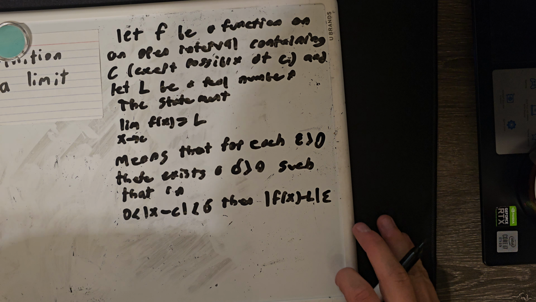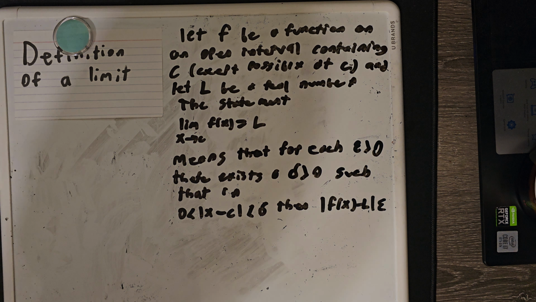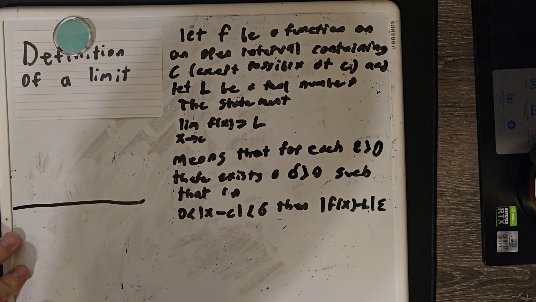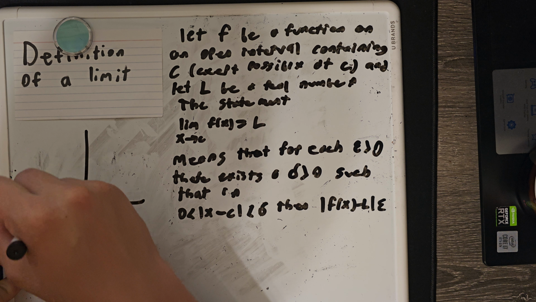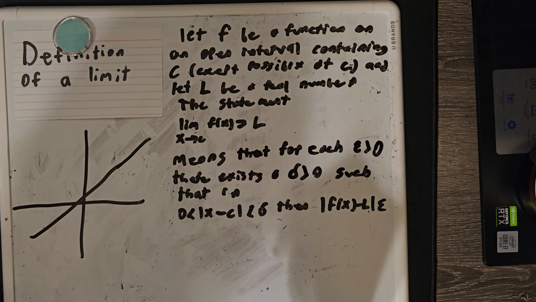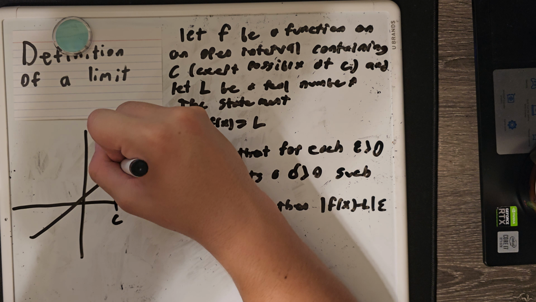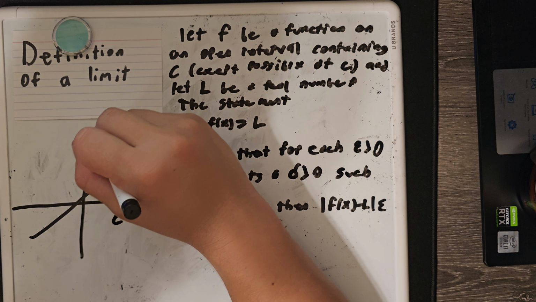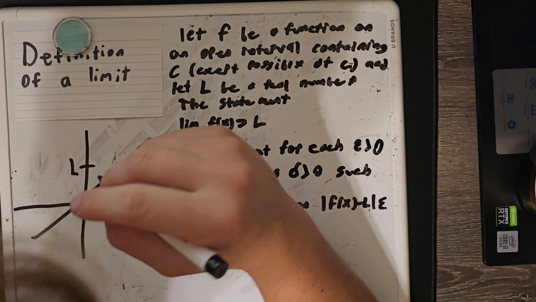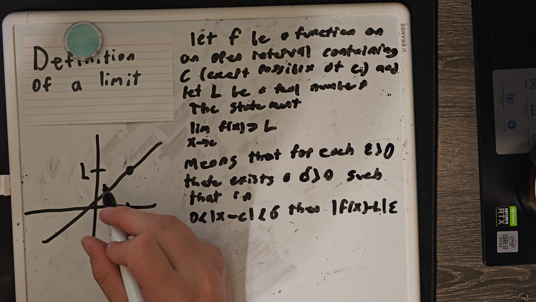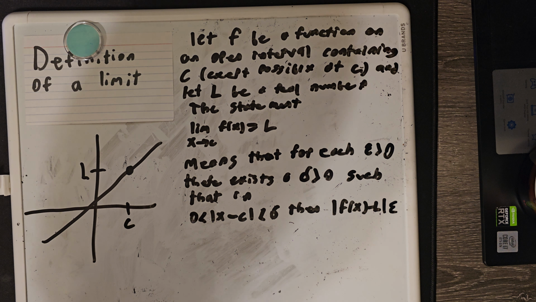Now, what this means, essentially, when you put it on a graph or apply it, is that with any function, there is a point c, and there is a y value to this point, L, and as x approaches c, the y will approach L. This bottom section is meant to indicate that closeness.